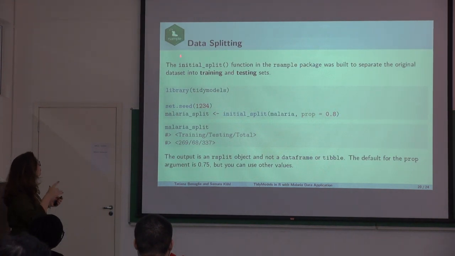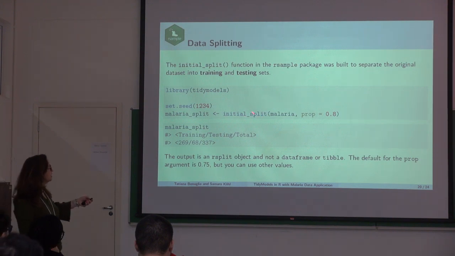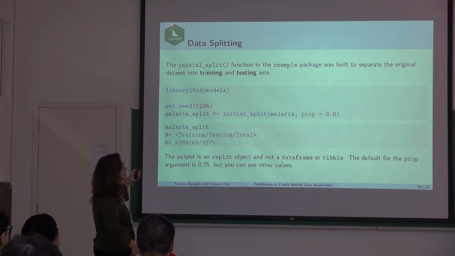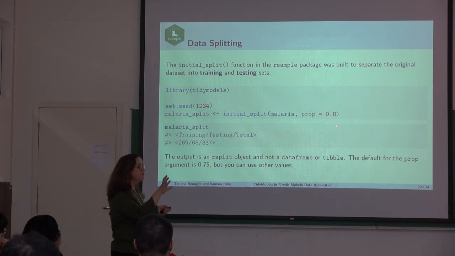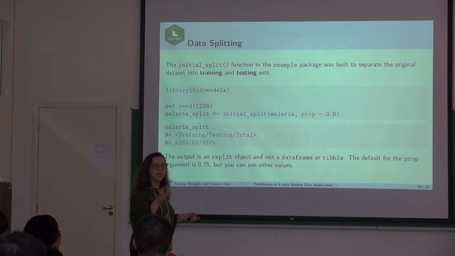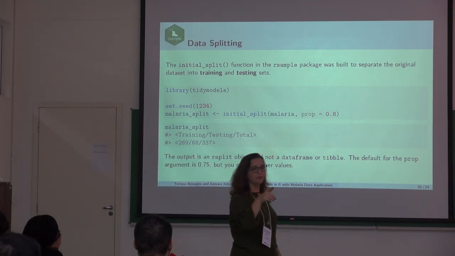To do that, we're going to use rsample. I wrote here TidyModels, and basically what I'm using is the function initial_split from the rsample package. So we're going to split our data. I just say what data set I'm using and the proportion that I want in each set. I say proportion 80%.